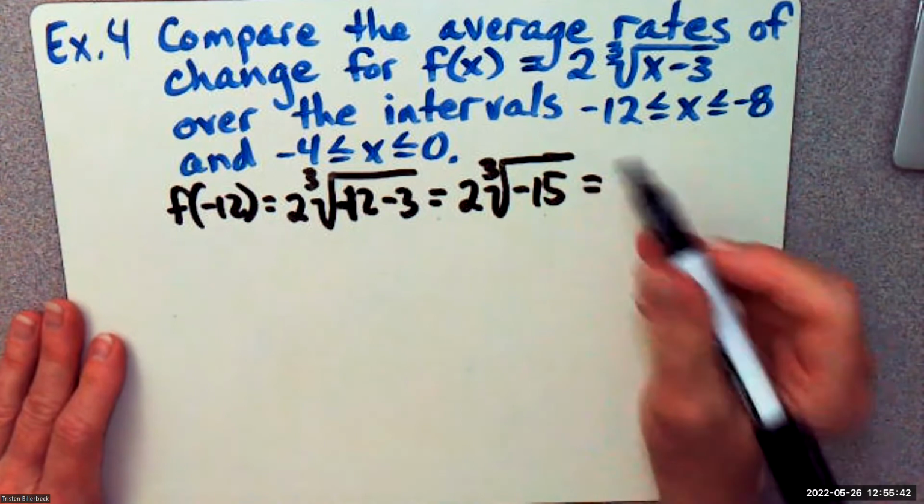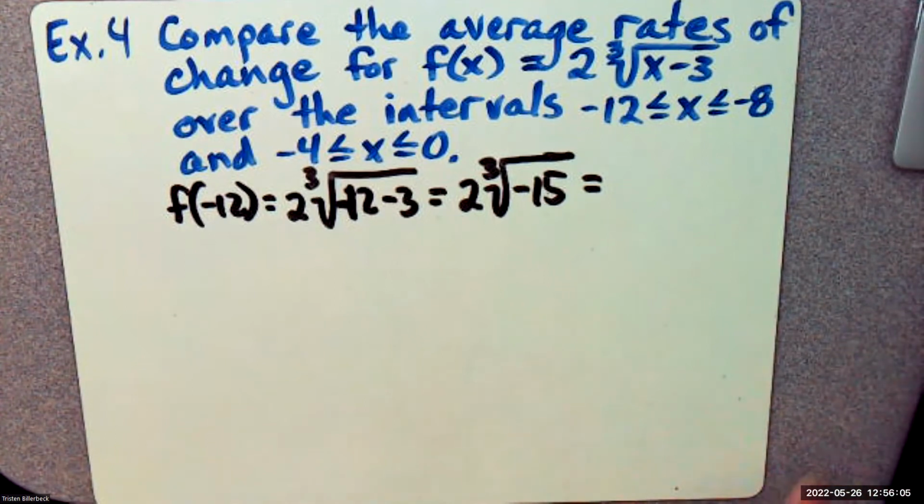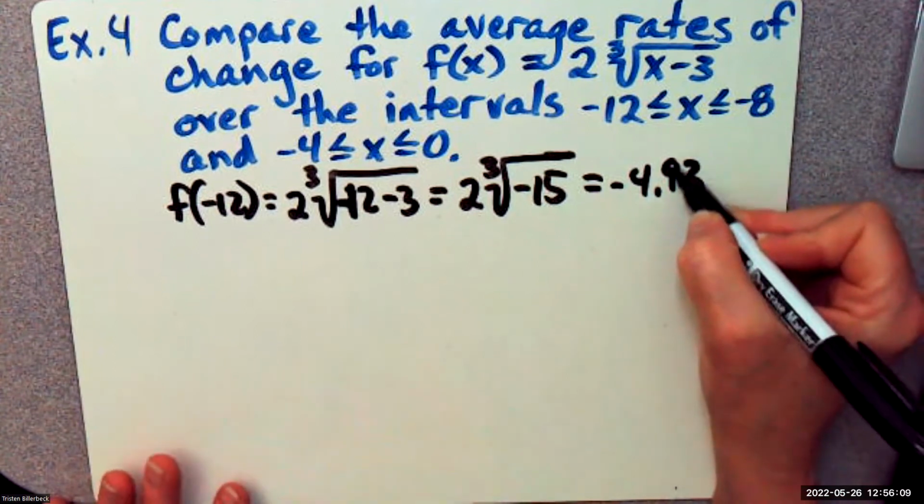Sadly, that is not a perfect cube, so this might be a good idea to use a calculator. So 2 times negative 15 to the 1/3 exponent is easy enough to use. So we have negative 4.93.